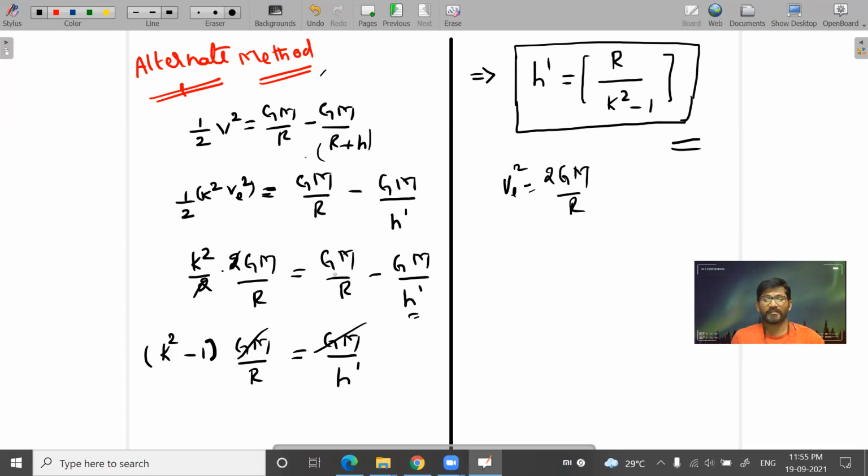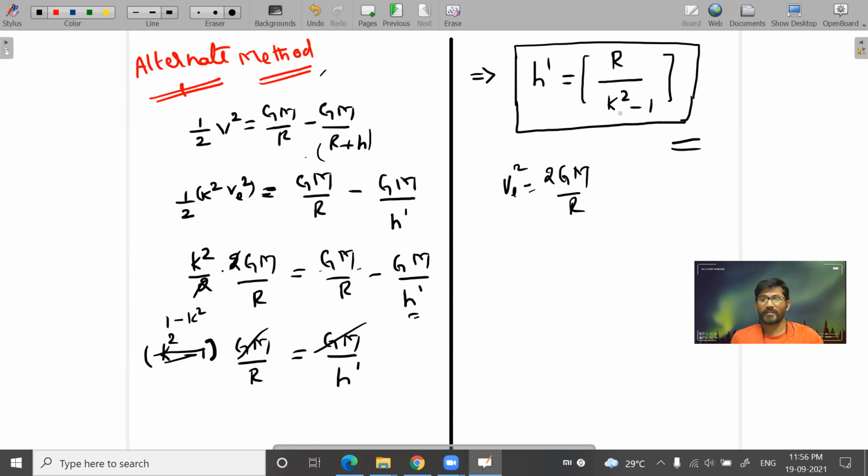Now simplifying further, k square, 2 cancels, k square gm by r, and here gm by r. If you bring this k square gm by r to the right side, and bring this negative term onto the left side, it becomes gm by h dash is equal to gm by r minus k square into gm by r. Taking gm by r out, you will get k square minus 1. Is that right? Actually it is 1 minus k square here. A small correction: you will get 1 minus k square, not k square minus 1. Otherwise a negative sign should be there. That is 1 minus k square.